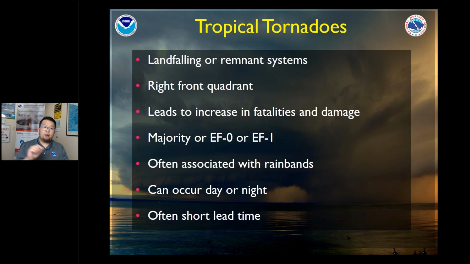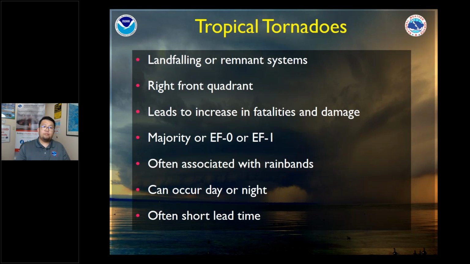The landfalling or remnant systems, even from tropical tornadoes, it doesn't even have to be a hurricane. It can be a tropical storm. It can be a tropical depression. There's just so much spinning and so much disruption in the atmosphere, we'll get a little tornado pop up. Typically, they're EF0 or EF1. We had one during Dorian that was an EF2 at Emerald Isle, if you remember that. Often associated with those outer bands that come ashore with those tropical storms as well as hurricanes.